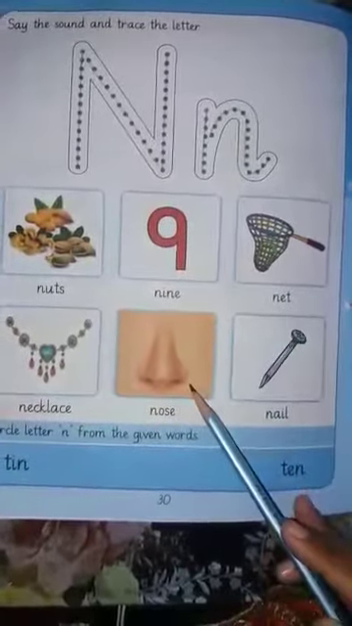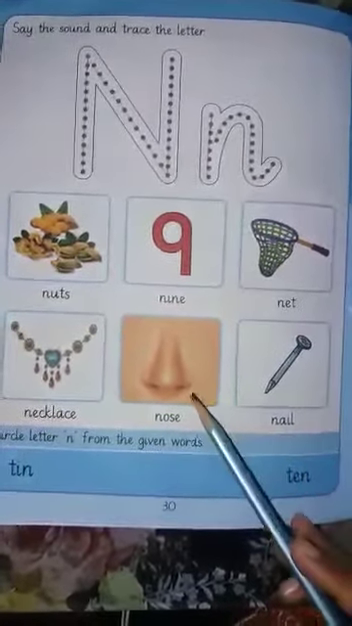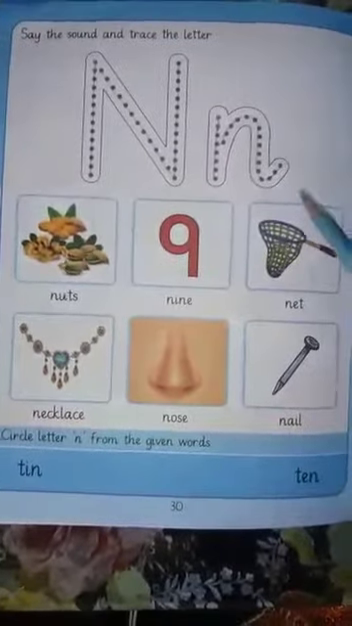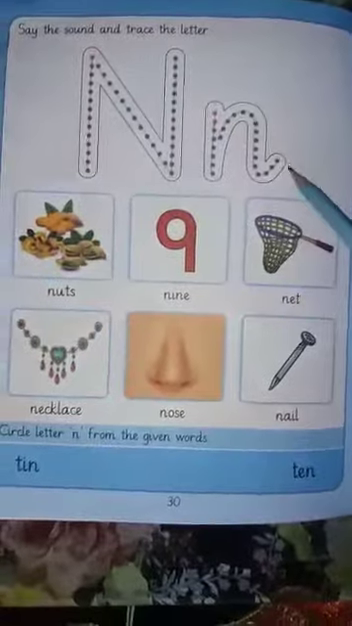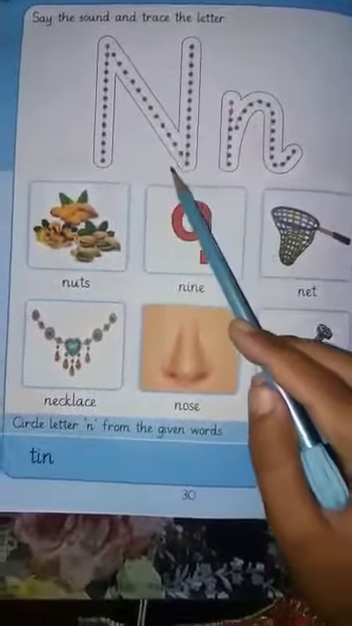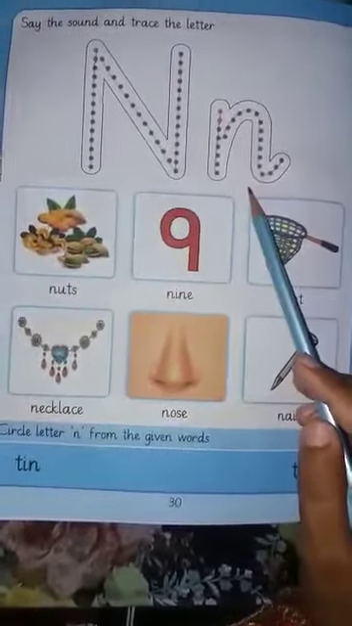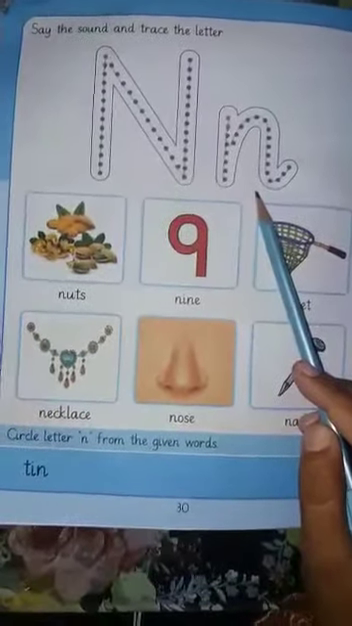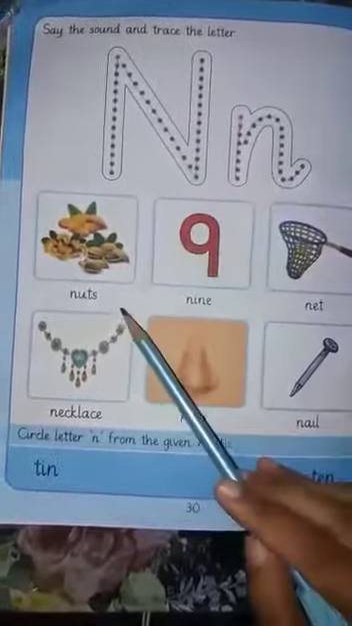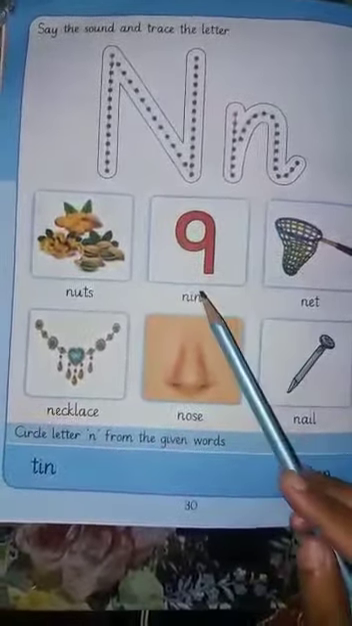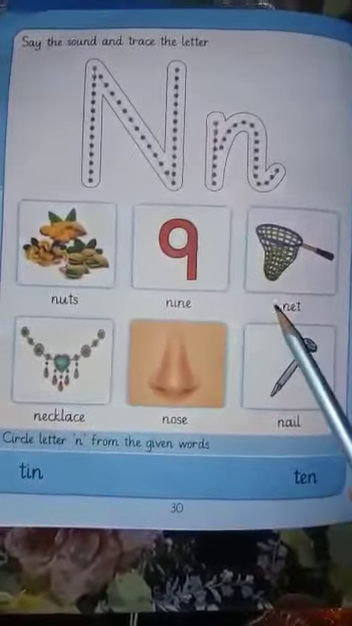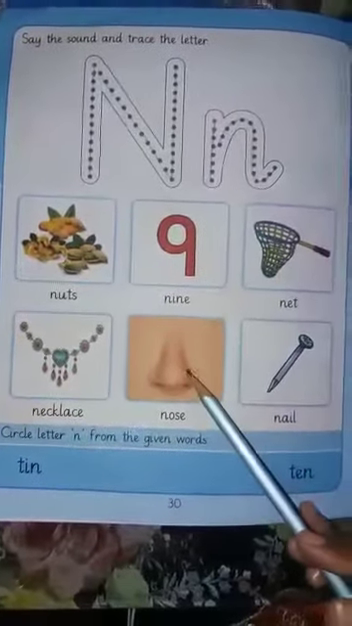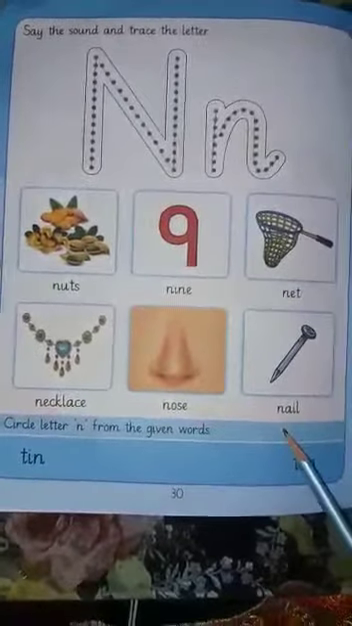Nun nose, nun nail. Capital N, small n, n sound, nun. Nun nuts, nun nine, nun net, nun necklace, nun nose, nun nail.